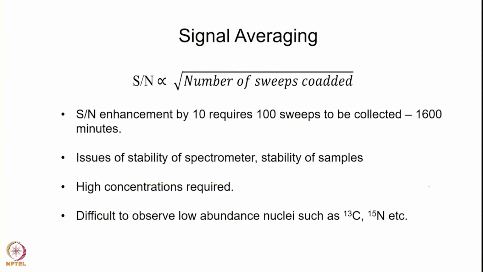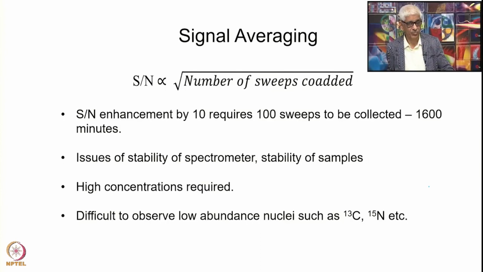Signal averaging would mean this: you sweep through the spectrum several times and add them. When you add them, the signal to noise ratio goes as the square root of the number of sweeps co-added. So if you want to increase your signal to noise ratio by a factor of 10, then you will have to collect 100 sweeps, and then you have a signal to noise enhancement of 10.